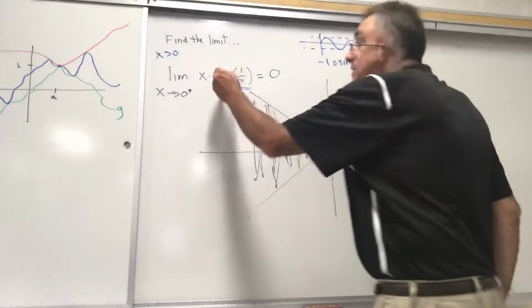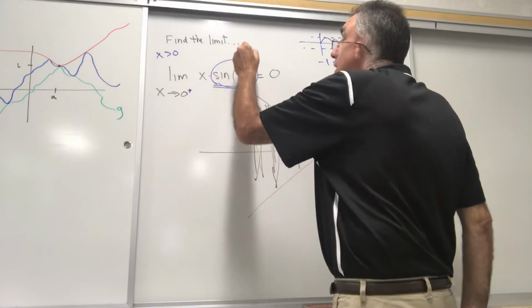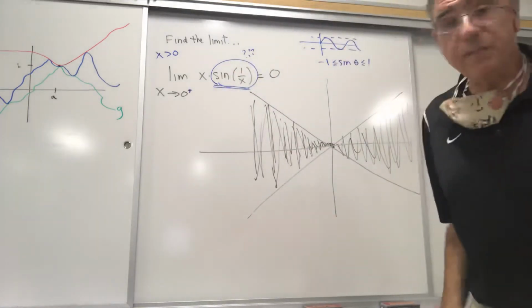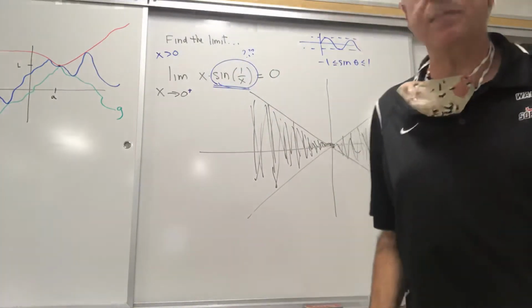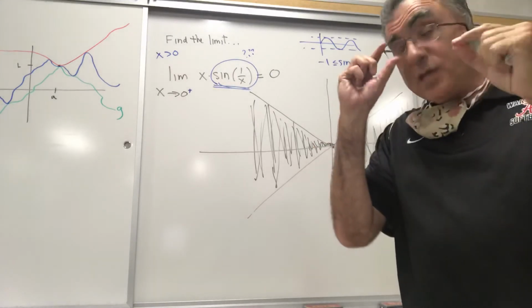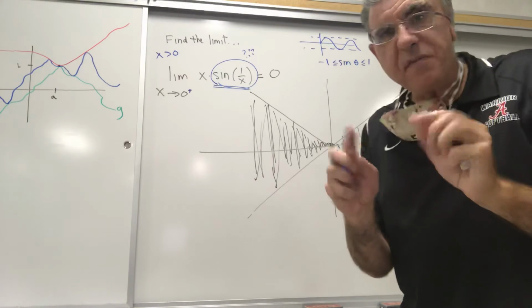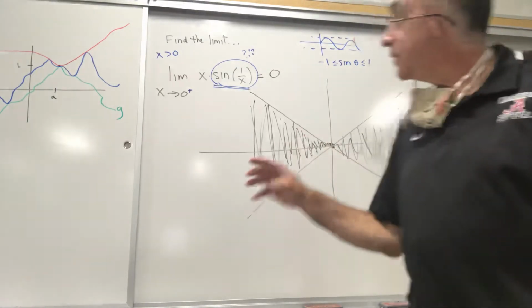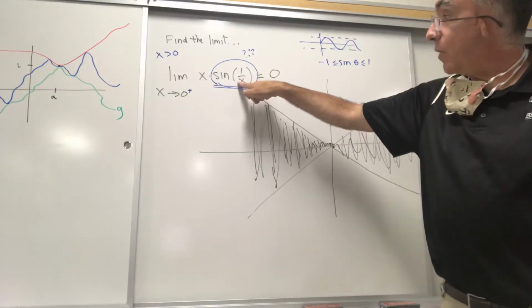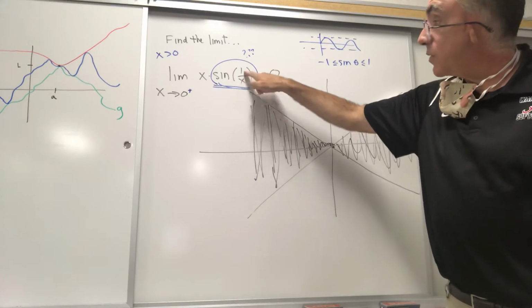This sine piece is the problem. Let me stop and say this really categorically here. Let me be as clear as possible about this. When do you need to use the squeeze theorem in your thought process? When you have a function that's bizarro. That function is bizarro because it's going out to infinity.